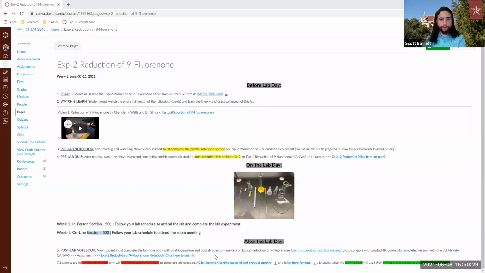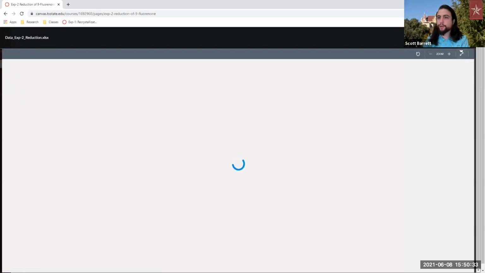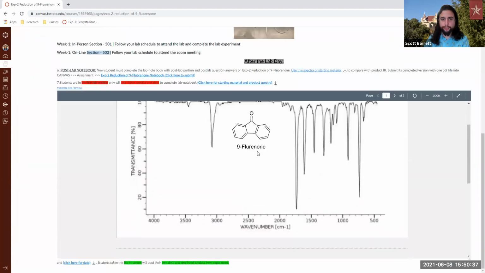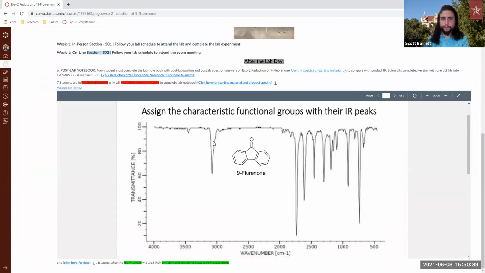So pulling over here into our module once more. Click here for data at the end. So firstly, let's review the starting material and products spectra. Okay, so assign the characteristic functional groups with their IR peaks. So please review back to the IR spectra, the local functional groups for specific areas.